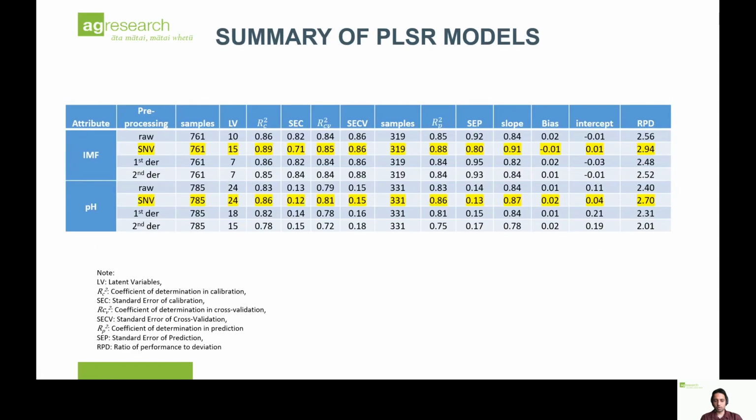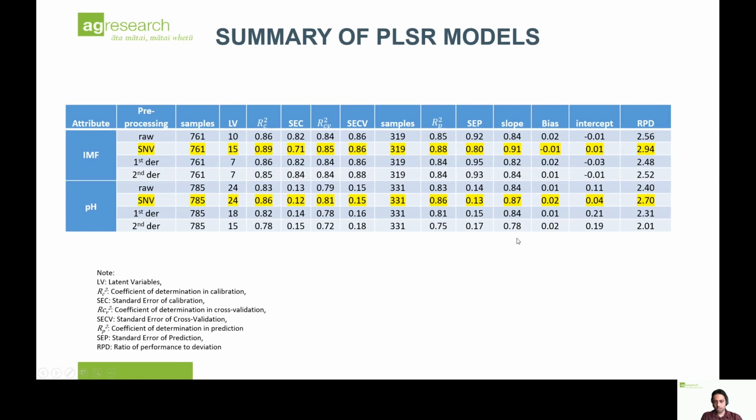And these are the results for those models. As you can see, we used a few different pre-processing techniques: standard normal variate transformation, which is the most common one, along with multiplicative scatter correction and first derivative as well as second derivative. And as you can see, the best results were obtained for SNV. If you look at the calibration part, the R squared of cross validation was quite high, 0.85 and 0.815 for IMF and pH. Also, the standard errors of cross validation were quite low, 0.86 and 0.15 for IMF and pH respectively, which shows a good fit for the model.